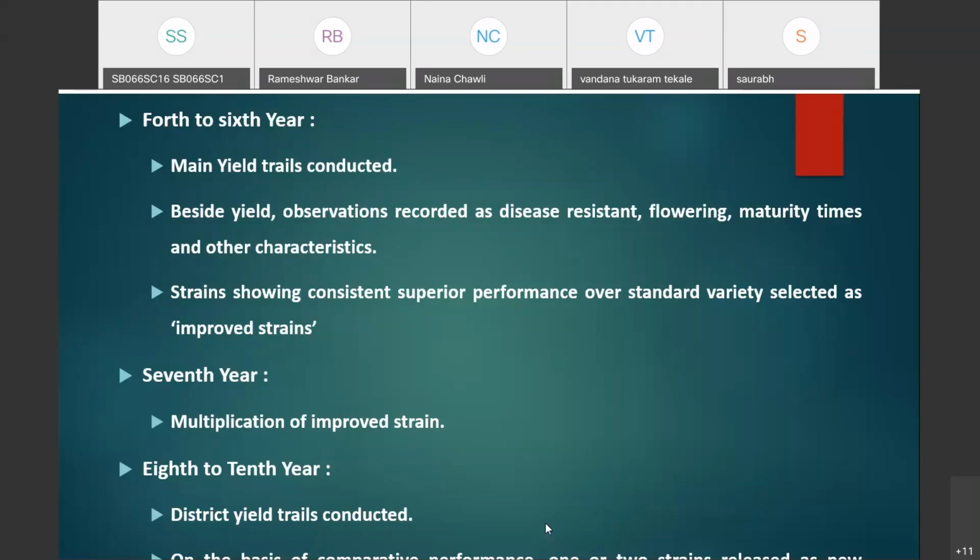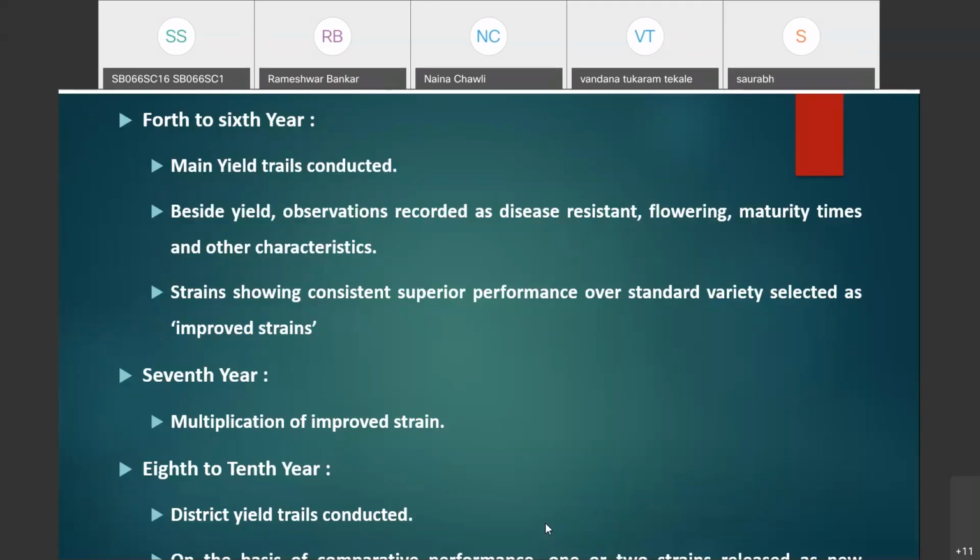In the 8th to 10th year, generally the district yield trials are carried out. That is, the seeds of these improved strains are distributed to the progressive farmers in the different regions for the district yield trials. Then comparative yield trials are conducted for 3 years. Their performance is reported to the plant breeder in the 10th year, and the breeder, on the basis of their comparative performance, selects one or two strains, gives the name, multiplies, and distributes the seeds to the farmers. These are the activities carried out in the 8th to 10th year.